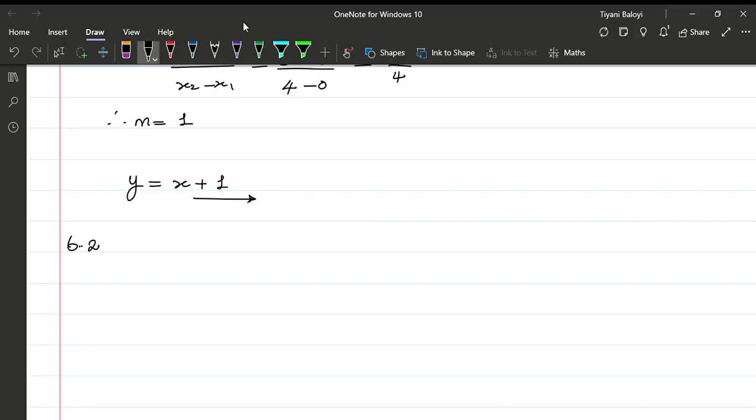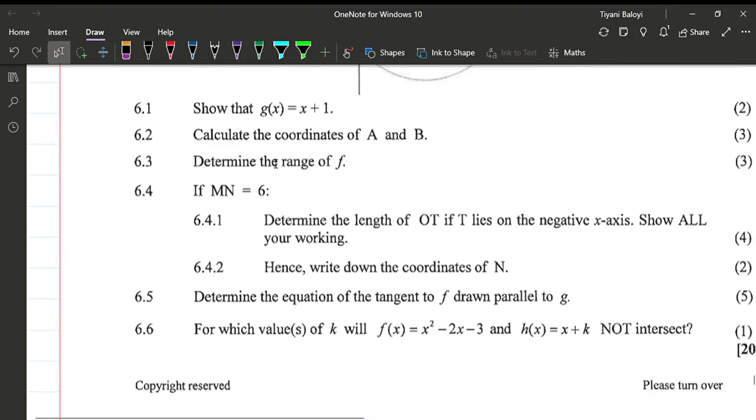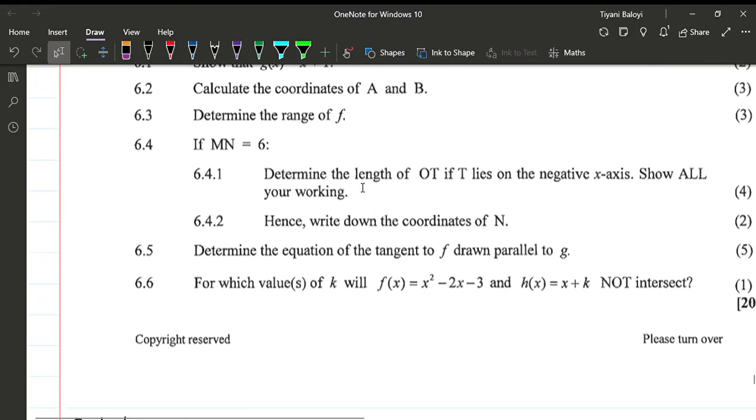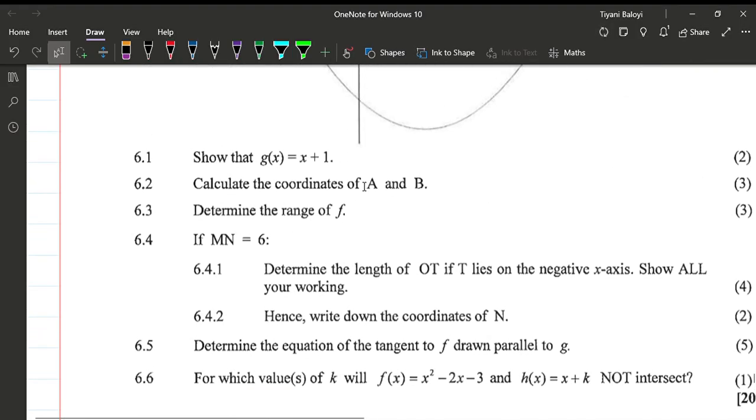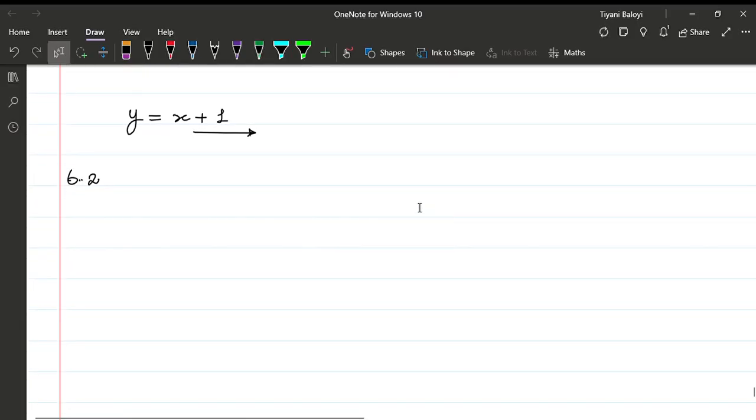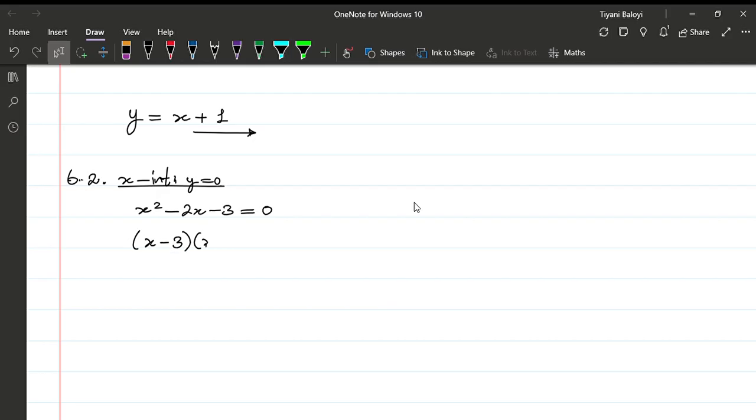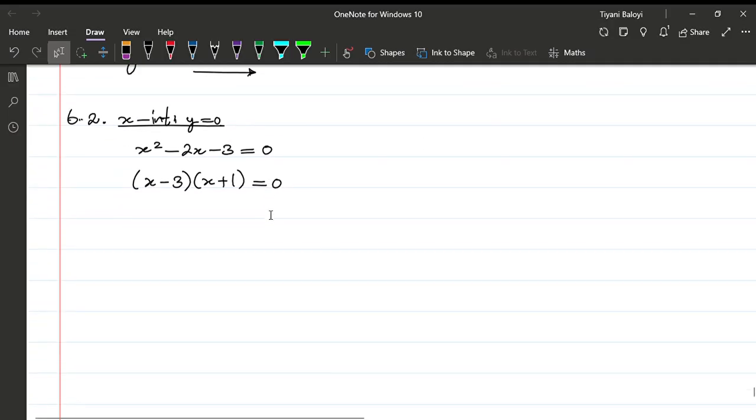6.2. We know this because we're given it on the graph. So calculate the coordinates of A and B. These are the x-intercepts of f of x, so we can just say y is equal to 0. That is x squared minus 2x minus 3 is equal to 0. We can factorize this by writing (x minus 3)(x plus 1) equals 0. This is factorization.